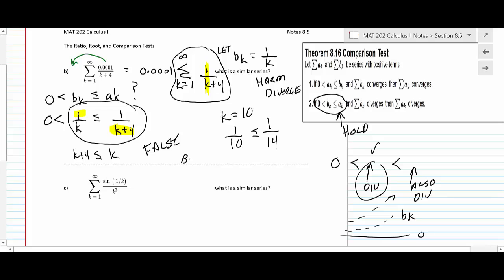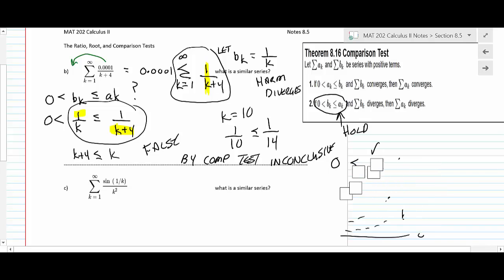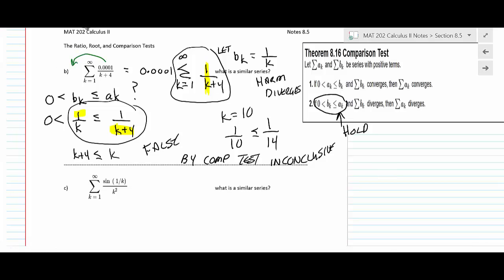So by the comparison test, what we really get is something that's inconclusive. Now with this one you might be able to do the divergence test, possibly, but I think it would end up being inconclusive too. There's going to be another way that we're going to do this a little bit later in the section. I think I'm going to show you a different way to do this. For now, it's inconclusive. The comparison test doesn't do anything for us on that problem. Okay, does that make sense?